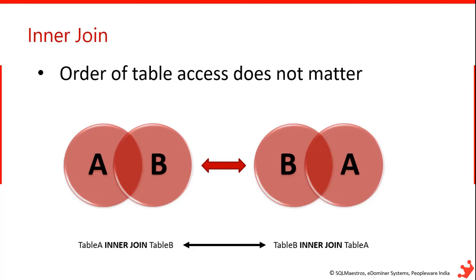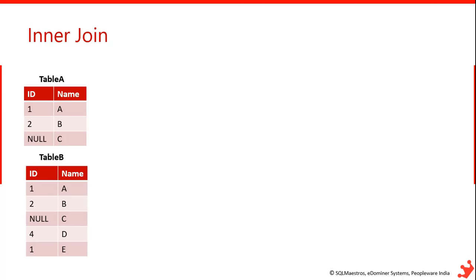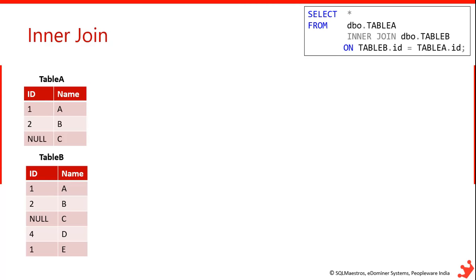So let us see an example like this. We have table A having two columns, which are ID and name, and we also have table B having two columns. Table A has 3 records and table B has 5 records. Let us say we are applying inner join between these two tables. This is the select query which is applying inner join between table A and table B.